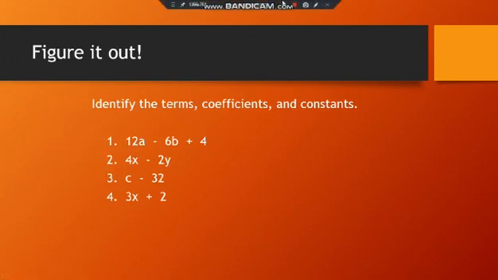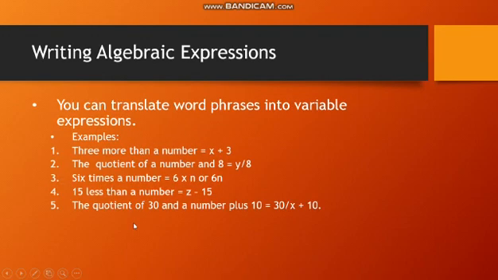Let's figure out what the terms, coefficients and constants are. So here in 12a minus 6b plus 4, the terms included are 3. First term is 12a, second term is 6b, and the third term is 4. And by finding the coefficients, a's coefficient is 12 and b's coefficient is minus 6, so two coefficients are involved, and to know the constants, there is only one constant, which is 4. Same is the case with examples 2, 3 and 4.